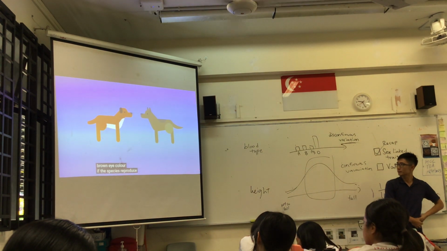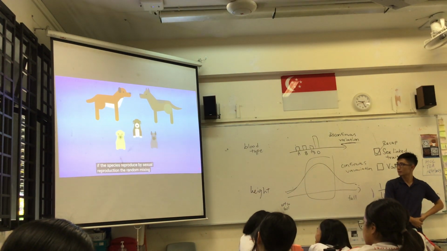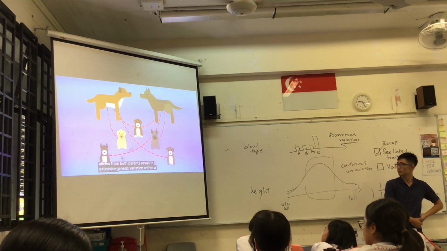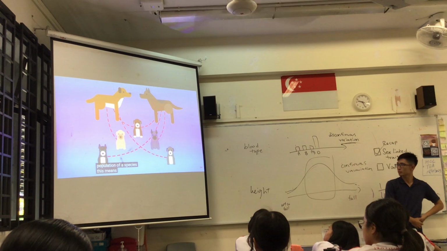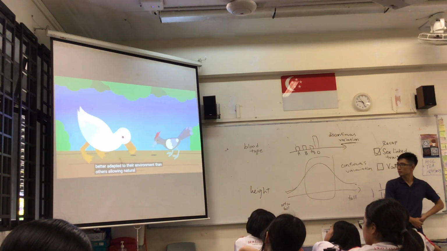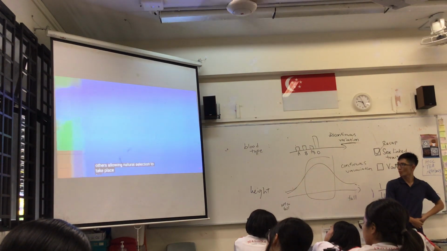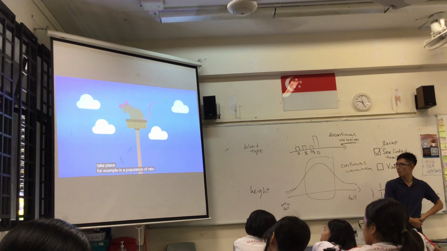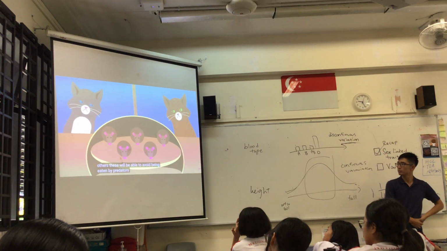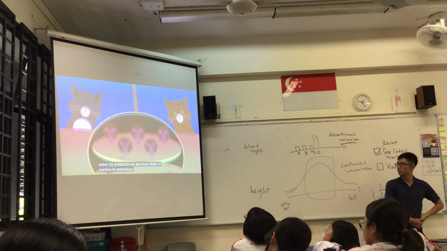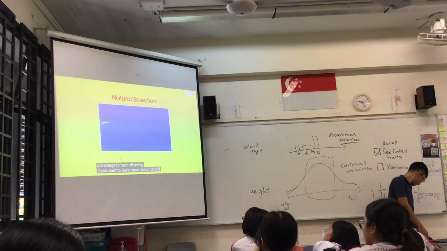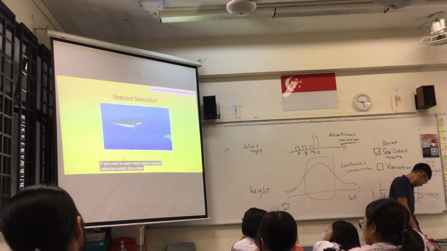If the species reproduce by sexual reproduction, the random mixing of alleles from both parents result in extensive genetic variation within a population of a species. This means that some individuals are better adapted to their environment than others, allowing natural selection to take place. For example, in a population of rats, some will have better eyesight than others. These will be able to avoid being eaten by predators, so are more likely to survive to reproduce and pass on this advantage to their offspring. If you want to learn more about natural selection, watch this video.